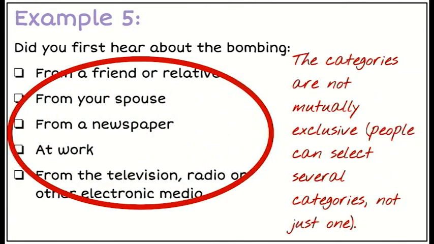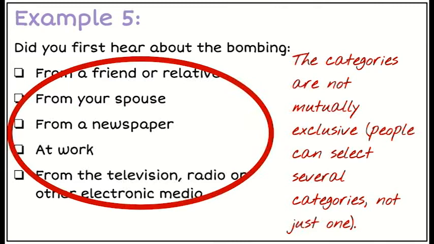Now, did you first hear about the bombing? And we've got a range of answers here. Now, these categories are what we call not mutually exclusive. So, for example, I might have heard about the bombings from a friend and I might have been at work. So I would actually select 2 of these categories. But the question itself says, did you first hear about the bombing? And to be first, you can only have one answer.